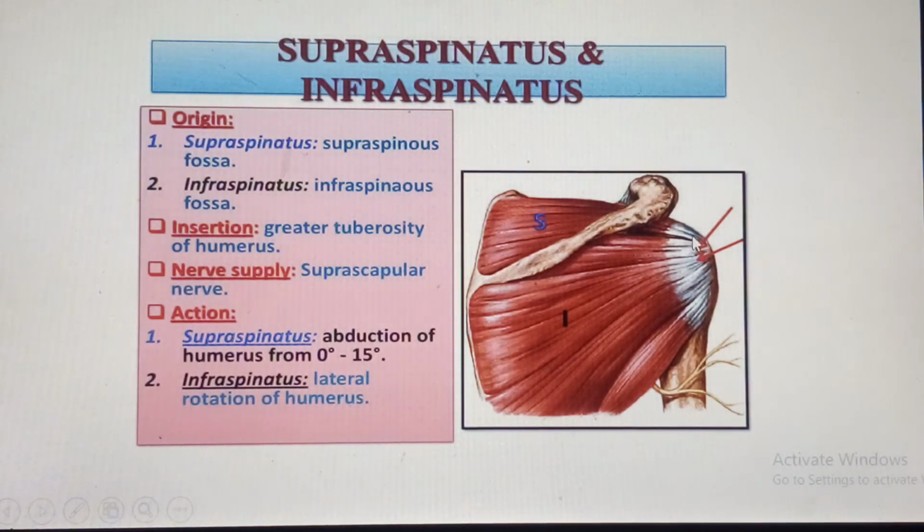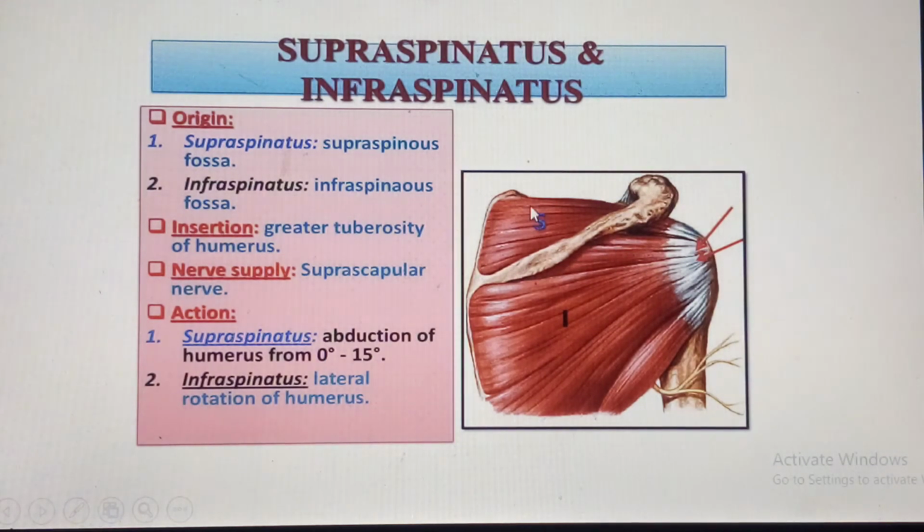So I told you about the SIT on the tubercle of the humerus. So that's the supraspinatus, going to insert on the superior facet on the greater tubercle after originating from the supraspinous fossa. Infraspinatus from the infraspinous fossa is also inserting on the middle facet on the greater tubercle of the humerus. So these are those two muscles.